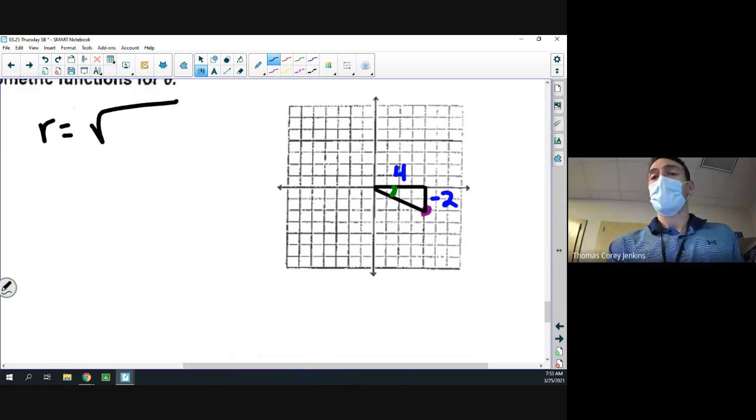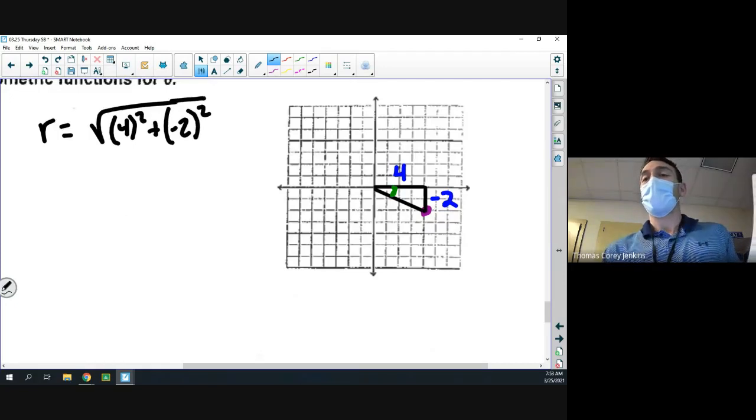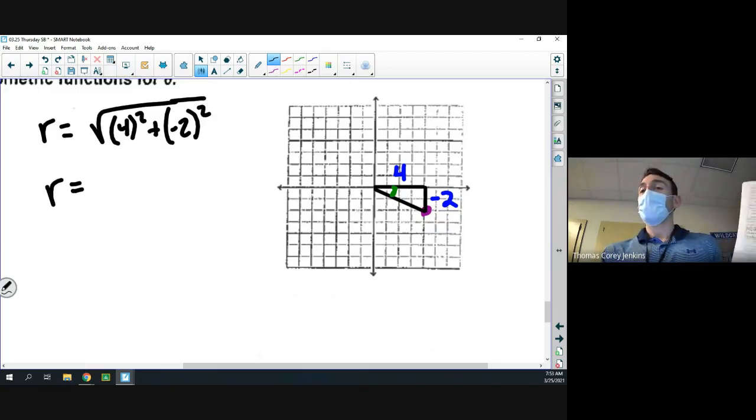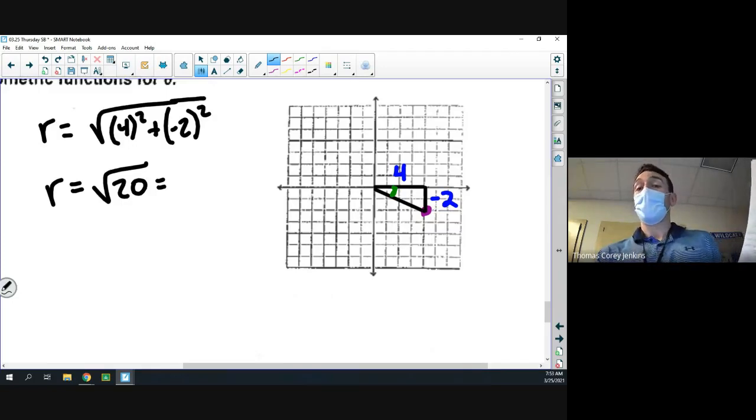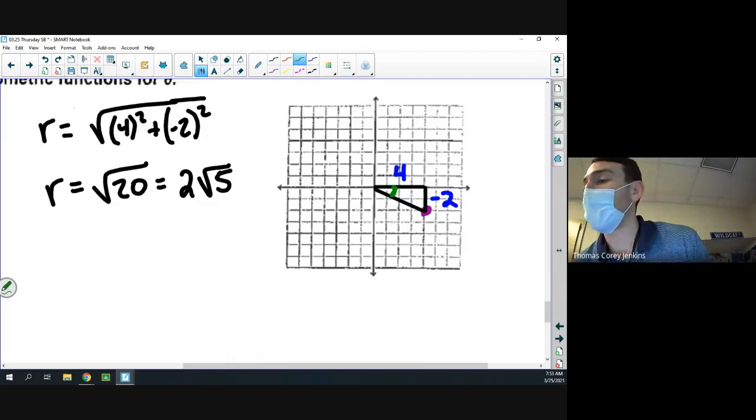So r equals the square root of 4 squared plus, they say the absolute value of the point squared, but if you just even put it in as -2 squared, it's going to become positive anyways. So 16 plus 4 gives us 20. And then we want to write it as a simplified radical, thinking 4 times 5, so 2 square roots of 5. So now we know that this length is 2 square roots of 5 units long.